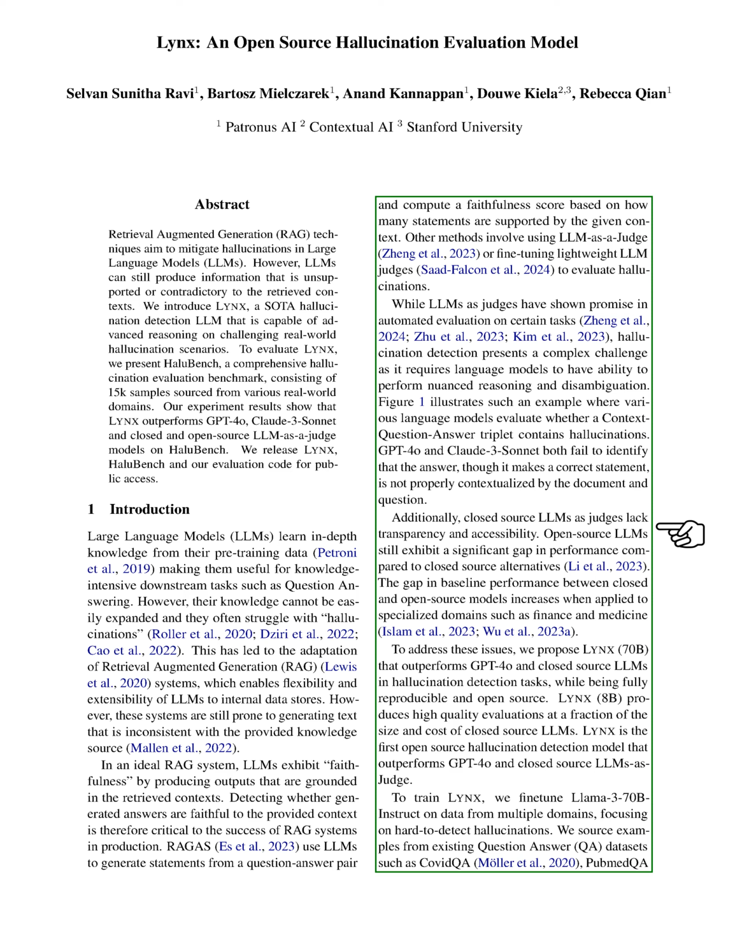We also explore the use of LLMs as judges to evaluate hallucinations, which require these language models to possess nuanced reasoning and disambiguation abilities. We propose Lynx 70B as a solution that surpasses existing models in detecting hallucinations while remaining open source and reproducible. By training Lynx on diverse datasets and focusing on hard-to-detect hallucinations, we aim to bridge the performance gap between closed and open source models, especially in specialized domains like finance and medicine.